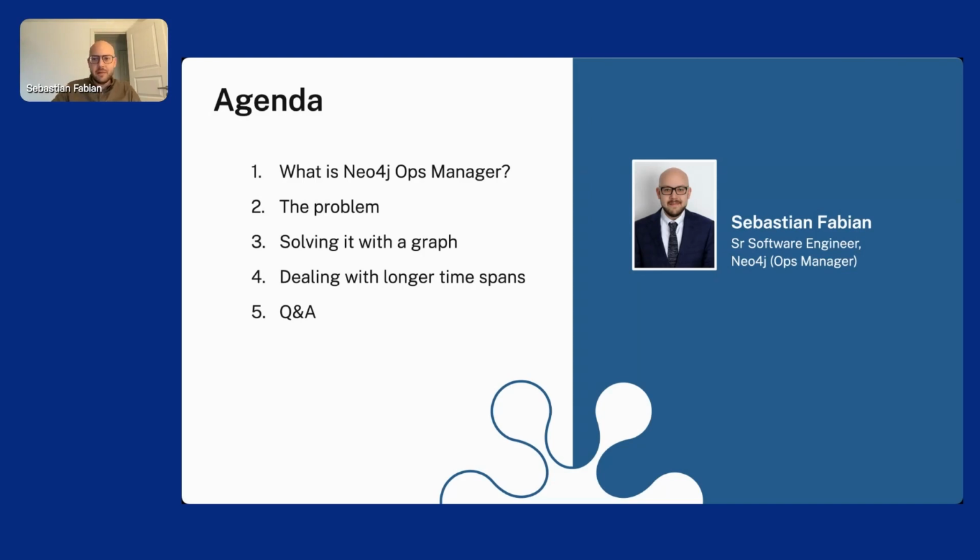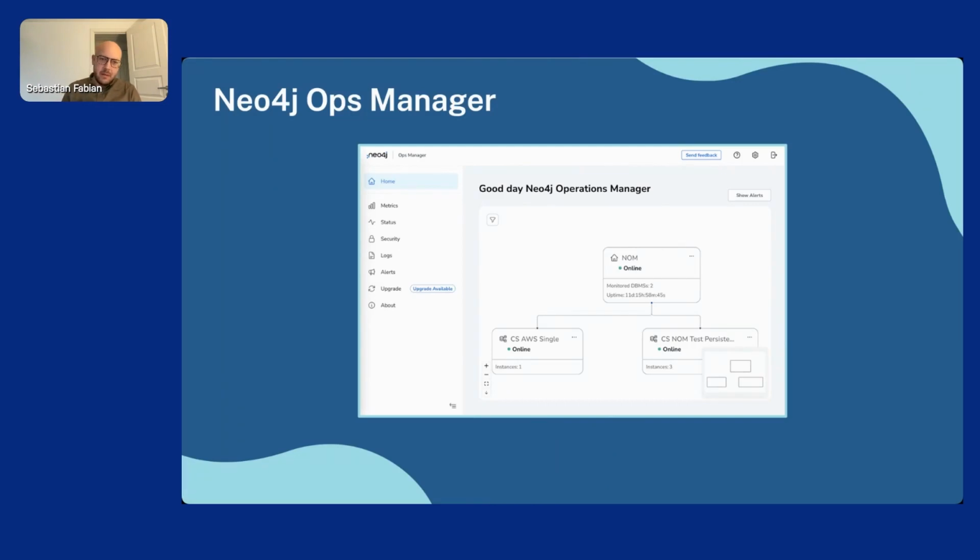So let's get started with some background into Ops Manager. Neo4j Ops Manager is a tool intended mainly for database admins that allows you to visualize and manage your estate of Neo4j DBMSs. A Neo4j DBMS is basically an installation of Neo4j, and a DBMS can then have multiple instances associated with it. So in this screenshot, for example, we see two different DBMSs. It could be a staging and a prod DBMS, for example.